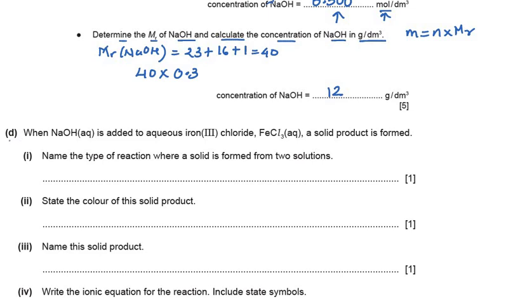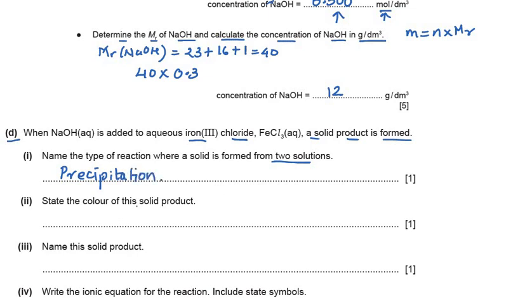Now let's go ahead with D sub question, where it says when NaOH is added to iron 3 chloride, a solid product is formed. Name the type of reaction where a solid is formed from two solutions. Now if we are mixing two solutions and we get some solid product, then the reaction is a precipitation reaction. Precipitation reaction, that is the answer.